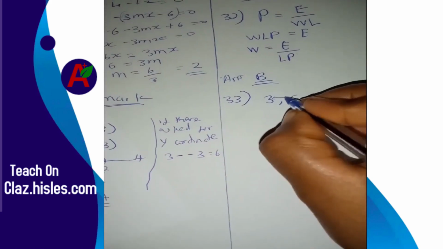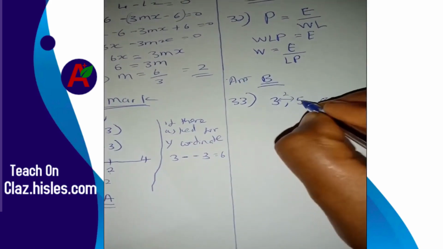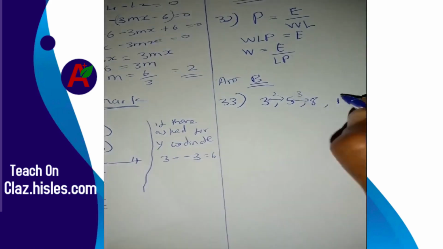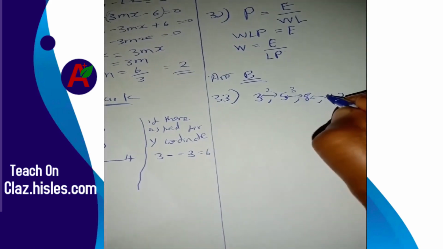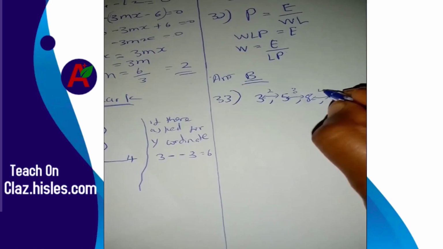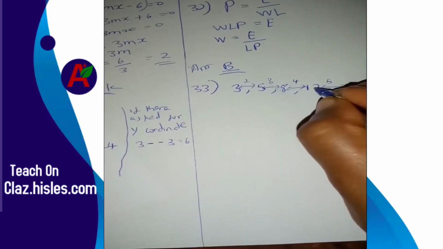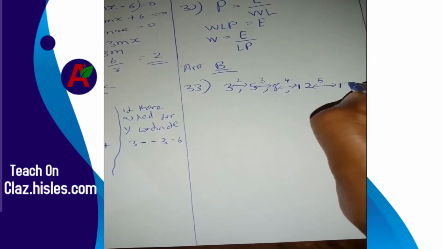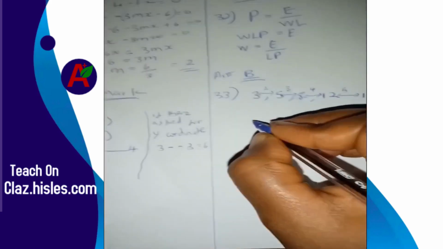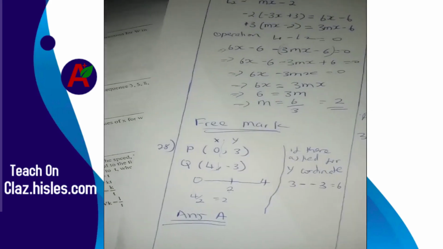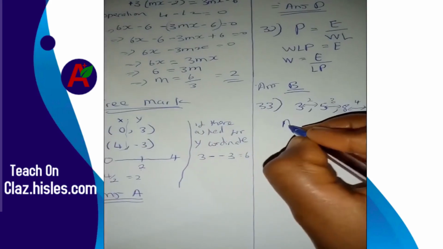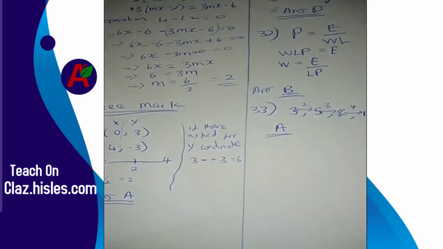So this distance is 2. This distance is 3. This distance is 4. Therefore, the next distance will be 5. So 12 plus 5 will give us 17. So our answer to number 33 is A. That's our next term, 17.